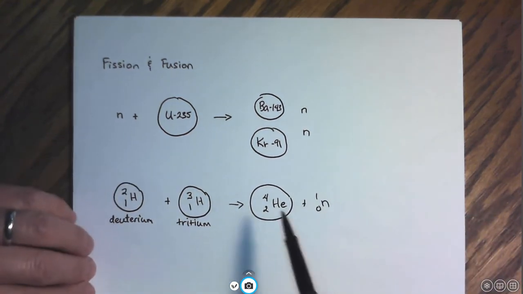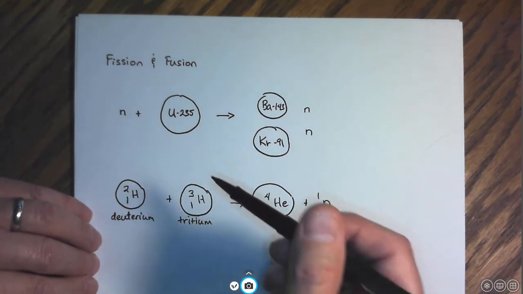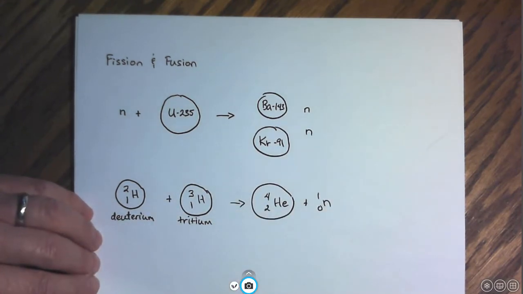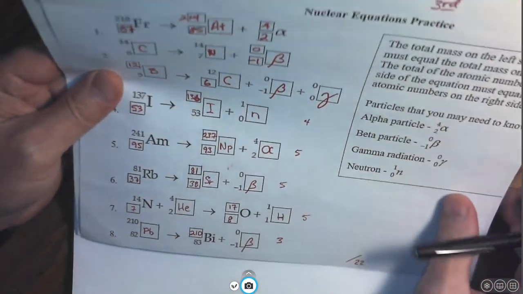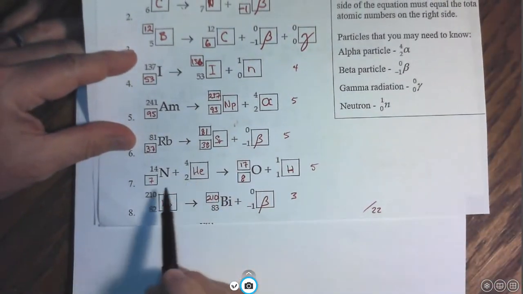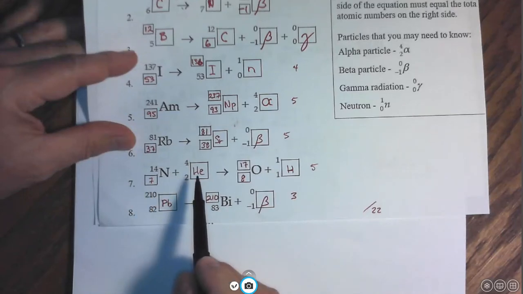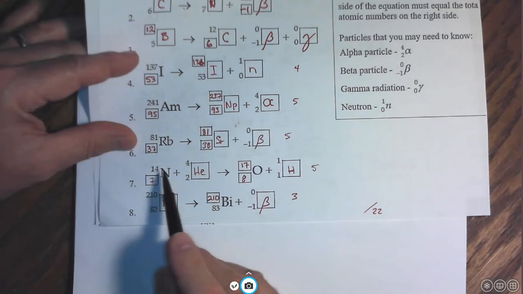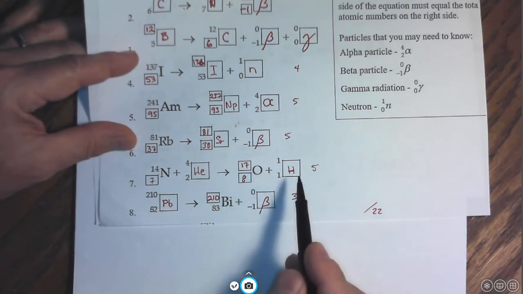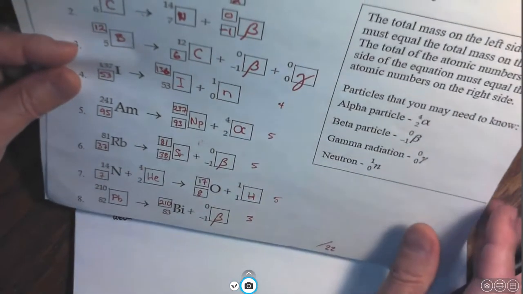Okay. All right. So fusion and fission. Now, some of those equations that we did on that worksheet were fusion and fission equations. Okay, let's see if I can pull that up. So this would have been a fusion reaction here. We fused, well, theoretically speaking, we fused nitrogen and helium together to make oxygen and a leftover hydrogen. Okay?